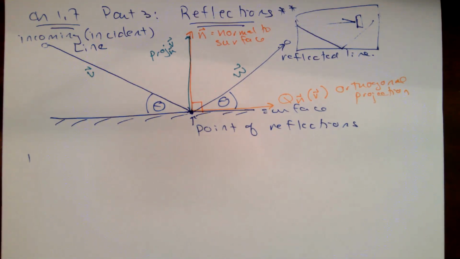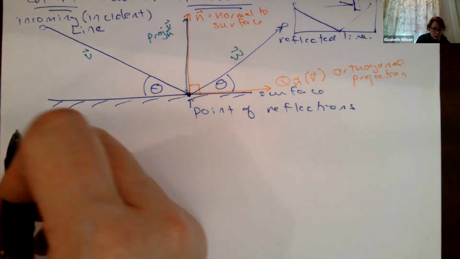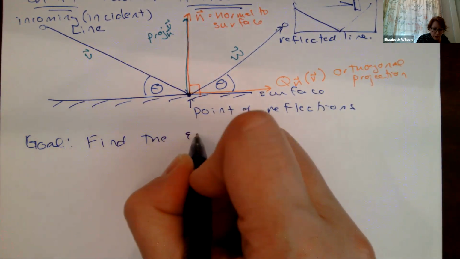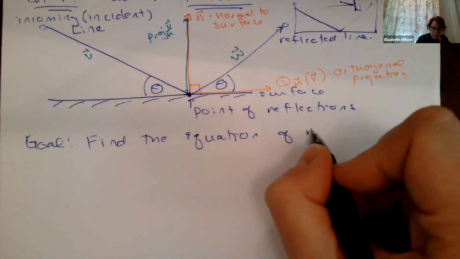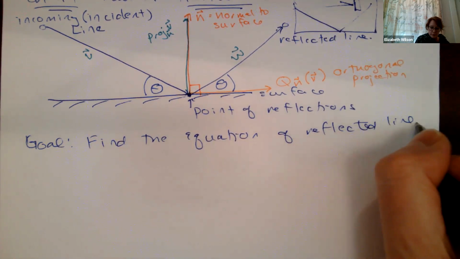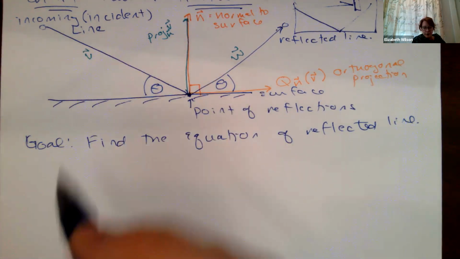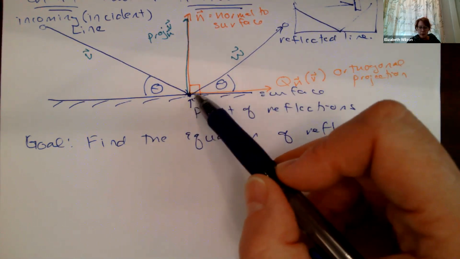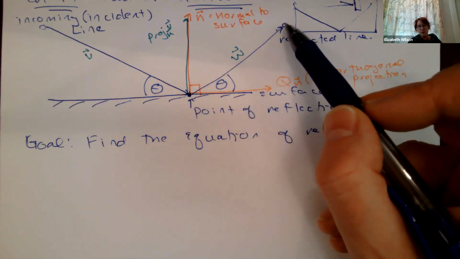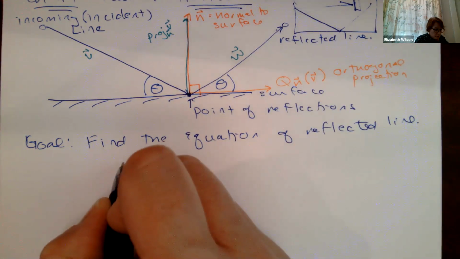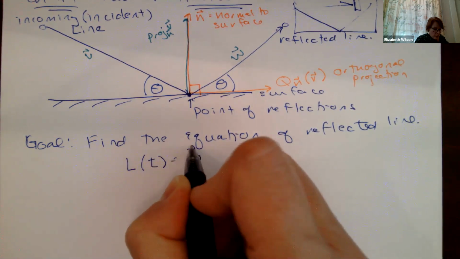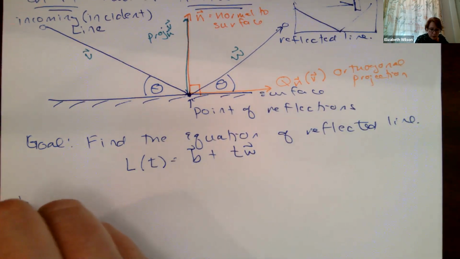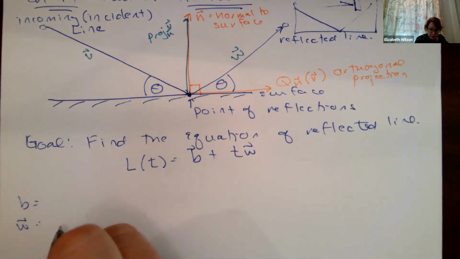Okay, great. All right, so let's think about how we're going to figure out the math on this. Our goal is to find the equation of the reflected line. I've got an incoming line, I'm given this, or I can derive this line right here. I want to get the equation of this line because it's going to give me the trajectory where I need to paint my object as it bounces off the surface, right? So I'm going to call it L of t equals b plus t w, where w is my reflected vector. So w is my direction of the reflected line. That's my reflected vector.